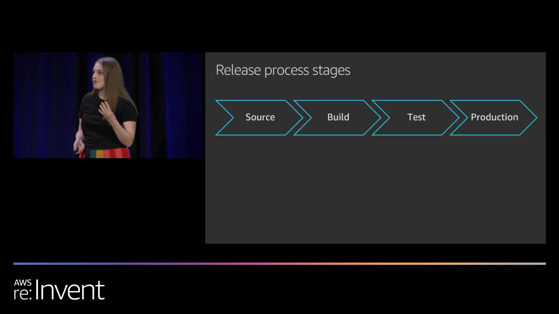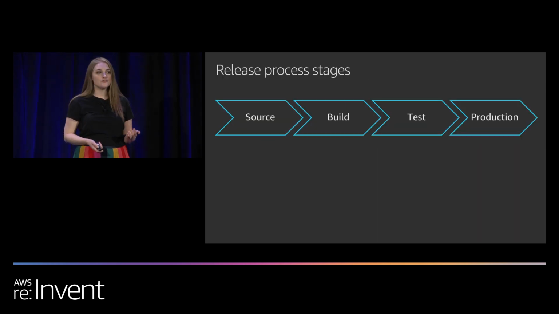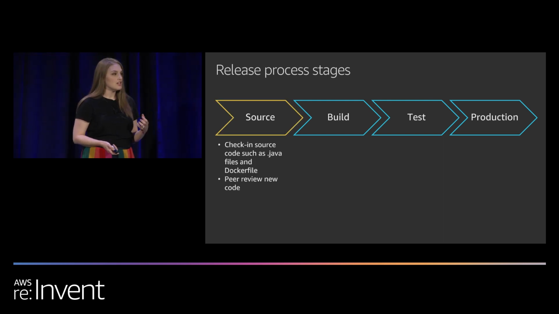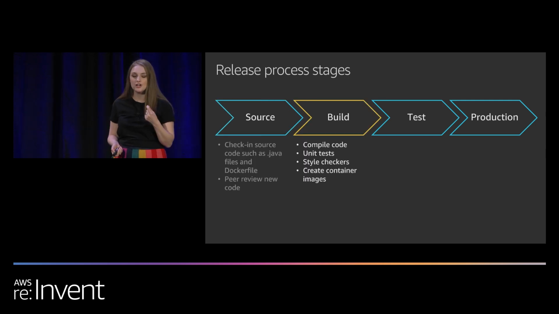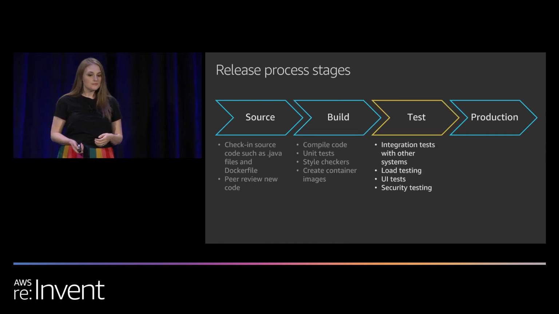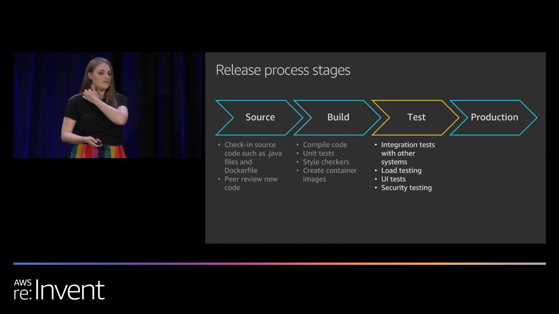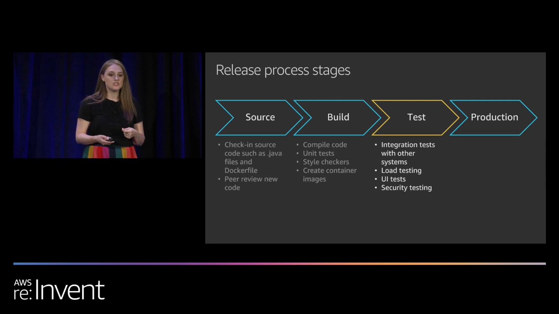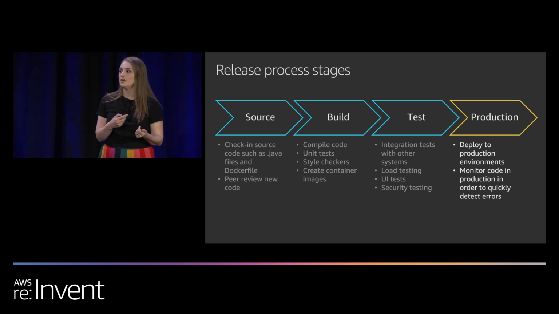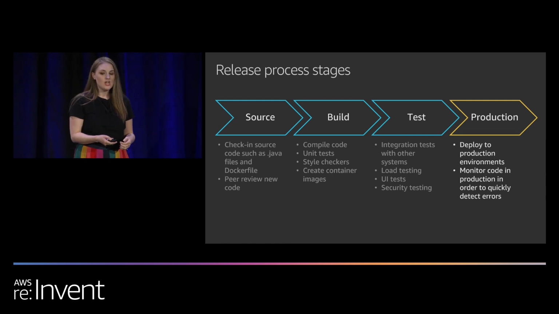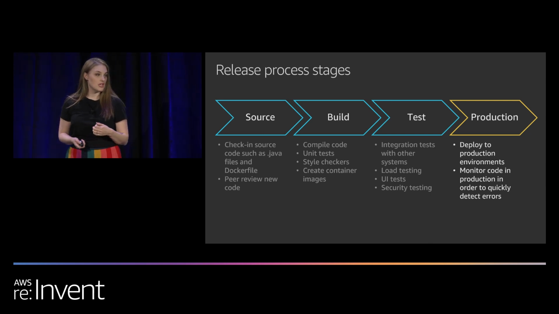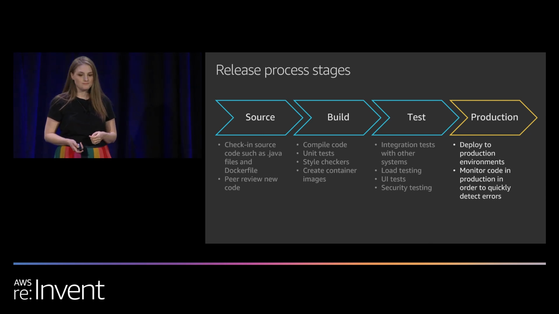So today I'm going to start with 4 basic release process stages for CI/CD: source, build, test, and production. So source stage, we're checking in our source code files. That triggers the pipeline. In the build, we're creating our container image. Then we deploy that image to a test environment. We do integration tests with other systems, load testing, UI testing, security testing. And finally, we deploy into 1 or more production environments, getting that code in the hands of customers, and then monitoring that in production so that we can resolve any issues really quickly.